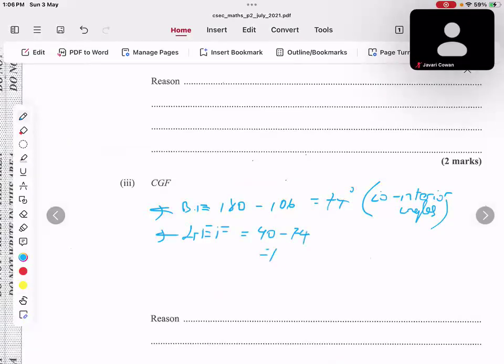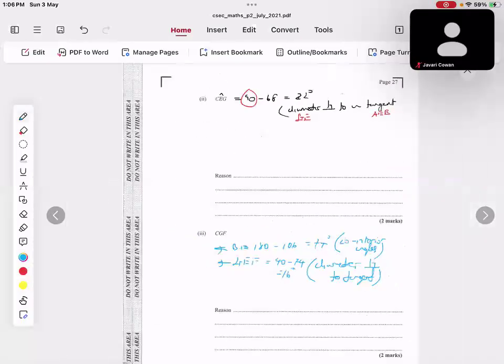Which is equal to 16 degrees. What's the reason? The diameter is perpendicular to the tangent. So that's how you got the 16.